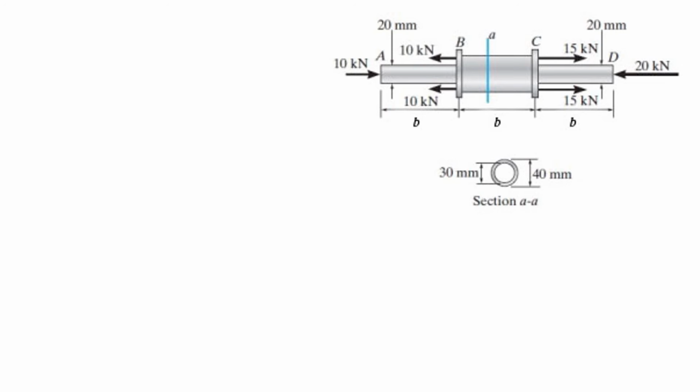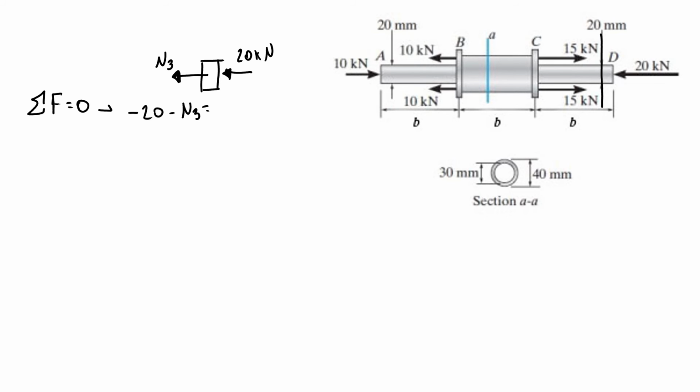Now we can do a section cut here, and then I'm gonna use, just like in our previous exercise, here I have 20 kilonewtons, and here I have my N3. So I know the sum of the forces is equal to 0. I have minus 20 minus N3 equals 0. So N3 equals minus 20 kilonewtons. When you do the displacement, you're going to put N3 times L over area times modulus of elasticity.